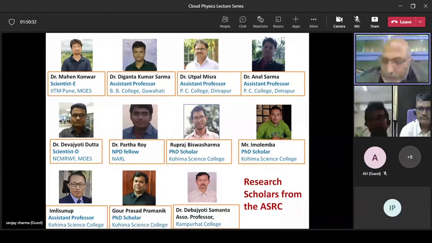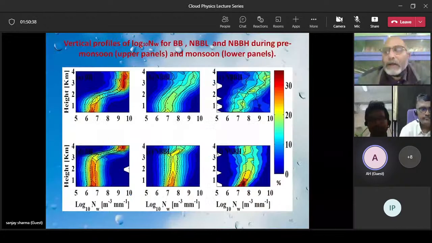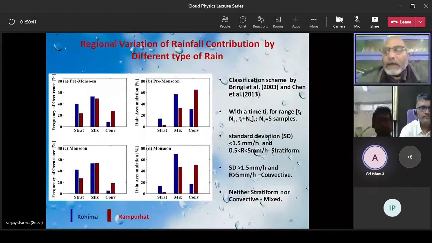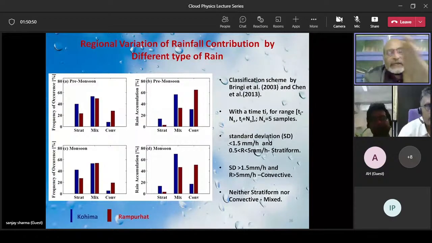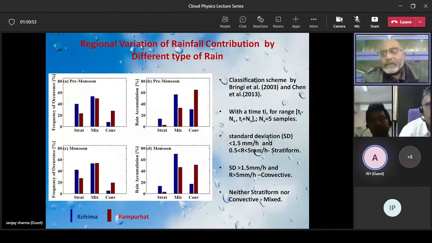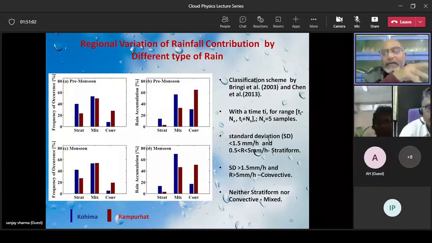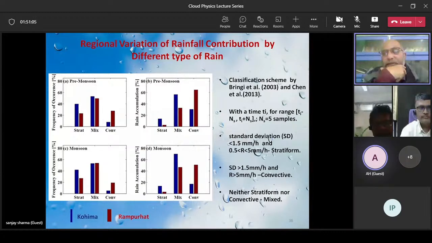If I can go back, here we have summarized that. At a given time, we take a time series of 5 samples before and 5 samples after, and within those 10 data samples, we look at the standard deviation. If the standard deviation is less than 1.5 mm per hour and the rainfall intensity is less than 5 mm per hour, then we say it is stratiform rain.